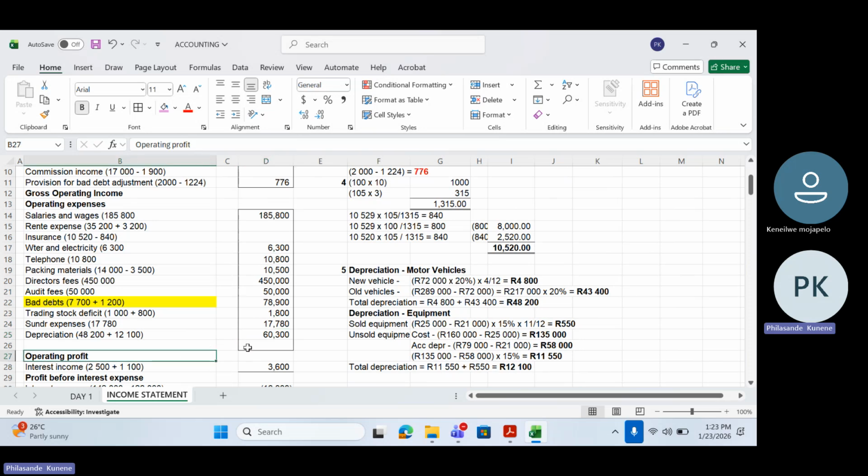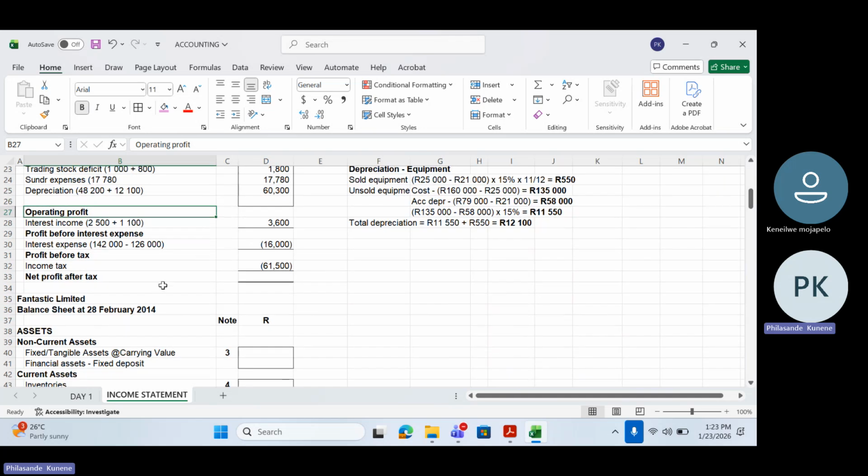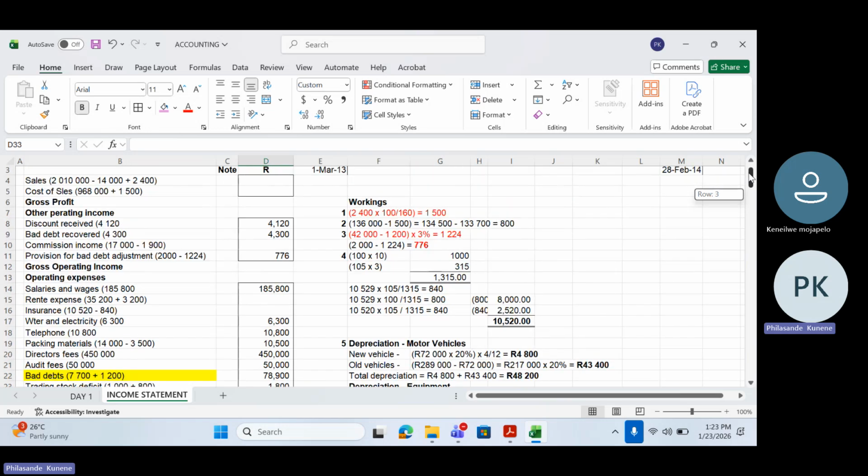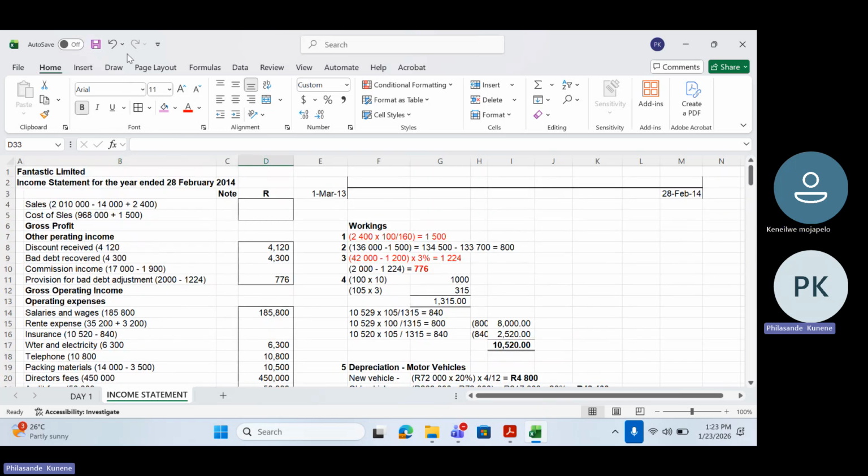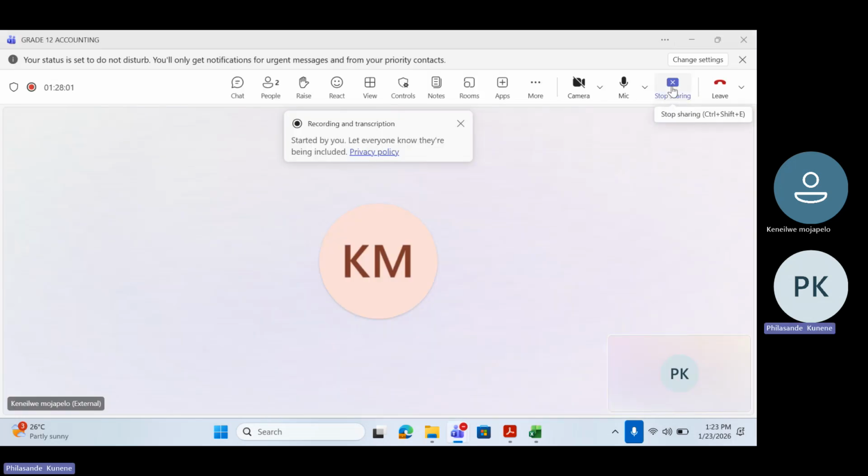What else do we need here? Nothing more. And you also get the other ones, and again and again we move these until we get to the profit. There's nothing much left that we still have to do. I will share the spreadsheet with you, and after that we're going to do another income statement together.